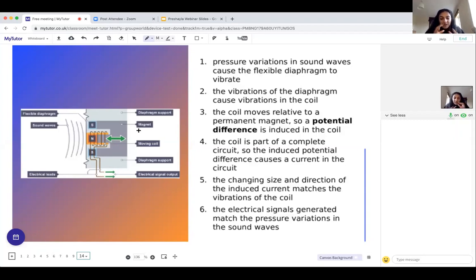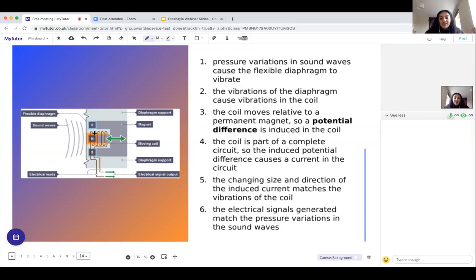Okay, so there needs to be this movement between the coil of wire and the magnetic field or the magnet. And there is. The coil is vibrating in relation to the magnet. So we get a potential difference induced. Now that coil is part of a complete circuit. So that means that the voltage has somewhere to go. The voltage can travel, the current can travel in that circuit.